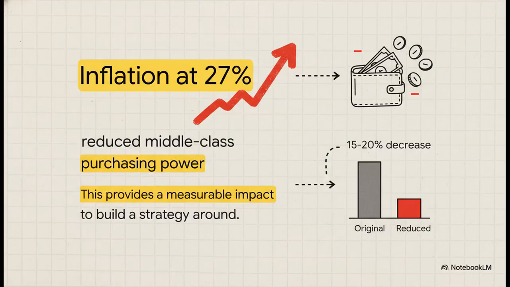Now this is what a powerful insight looks like. It's specific, it's data-driven. Inflation at 27% isn't just a number, it's a specific force that has a measurable impact, a 15 to 20% drop in purchasing power for your target customer. That is an insight you can build a real strategy around.